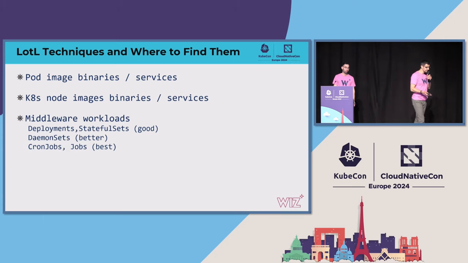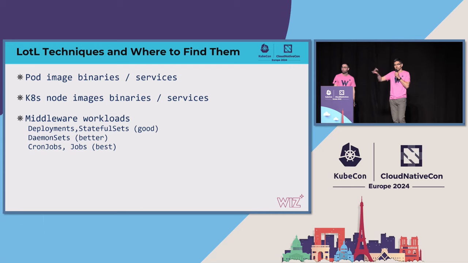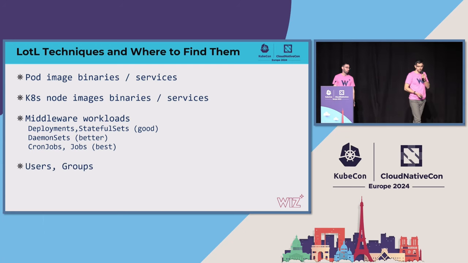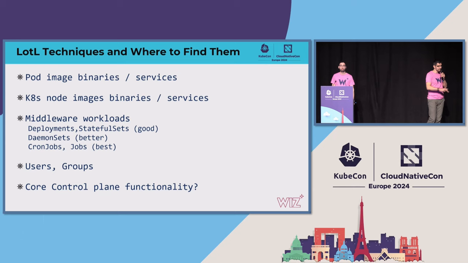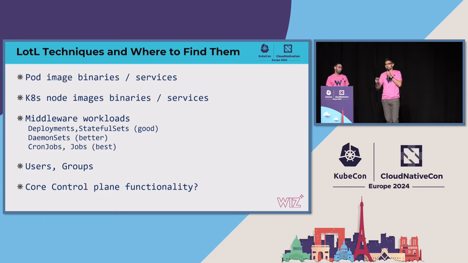OK, then what else can we use? We can use middleware workloads: Deployment, StatefulSet, Kubernetes objects. DaemonSets, even better. Why? Because they run on every node. So it doesn't matter where the attacker finds themselves, they can use that workload. Also, cron jobs, which is great. Why? Because they are periodic in nature. But also users and groups. And the various managed solutions add their own users and groups on top of what a vanilla Kubernetes cluster already has. And even core control plane functionality, which we're not going to talk about today, but there's been research around how to abuse, for example, the Kubernetes API server for CSRF.